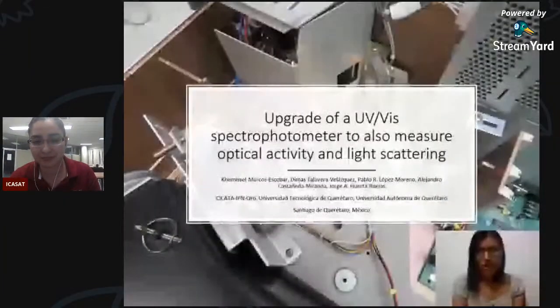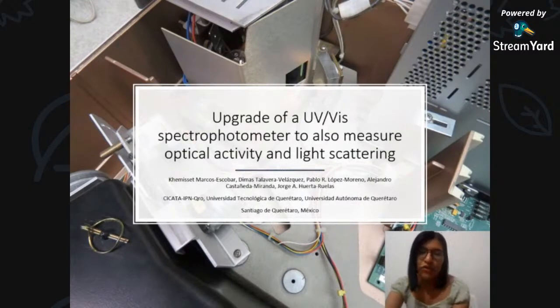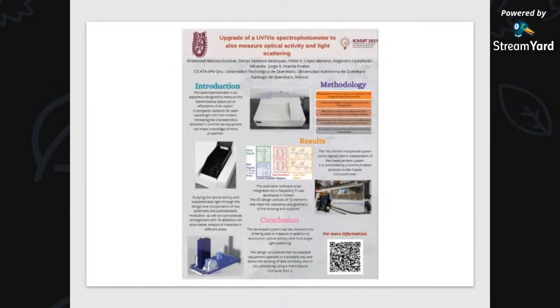Welcome to the presentation of this research work that is aimed at the design and optimization of a commercial device, and the project is entitled Upgrade of a UV-Vis spectrophotometer to also measure optical activity and light scattering. This is the general view of the poster. I am so glad to explain to you how it works, what is going on, and what results we obtained in this project.